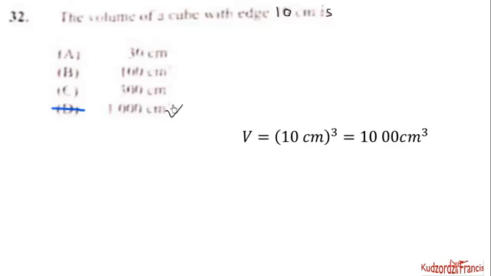Now, question 32. The volume of a cube with edge 10 centimeters is, now we know that the volume of a cube is given by the side length cubed. So 10 centimeters cubed is equal to 1,000 centimeter cube. So the correct answer is D, 1,000 centimeter cube.